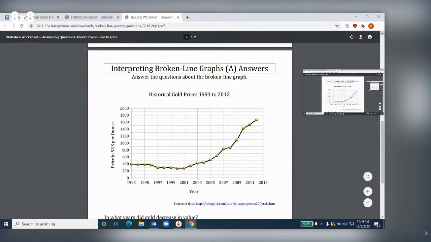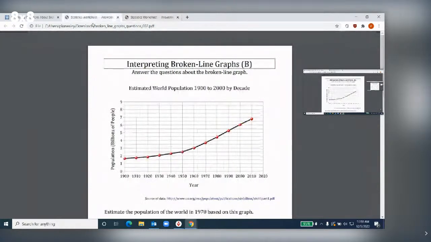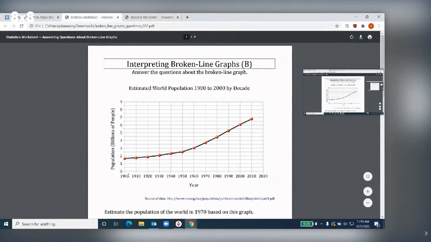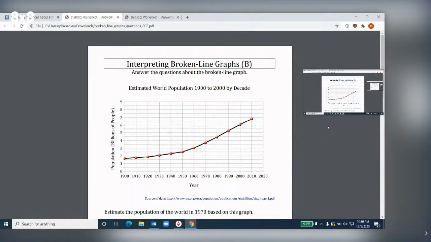And on the axis, it goes up and down. That's called the y-axis. That's where the price of gold is going to be. And on the x-axis across, it has the years. So let's just look at one more real quick. And this is, if we look at the title, estimated world population from 1900 to 2000 by decade. And a decade is every 10 years.